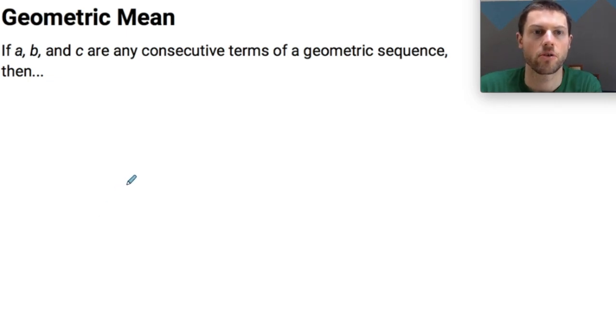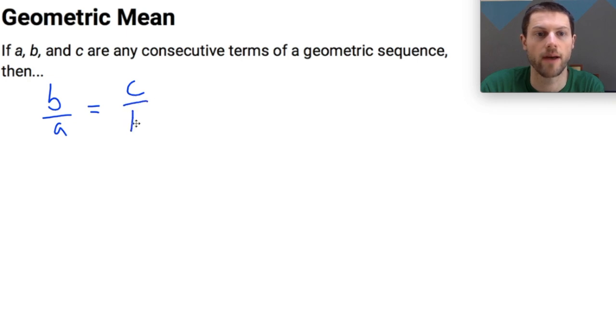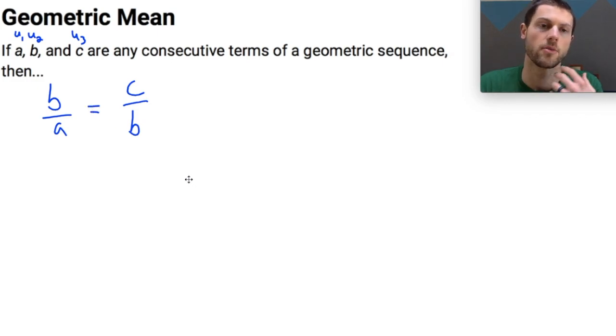Let's talk about the geometric mean. Here I have three numbers, a, b, and c. They are consecutive terms of a geometric sequence. Then I can write an equation. That must mean that the ratio of b over a, if I divide b by a, should equal the same thing as c divided by b. Going back to the definition of a geometric sequence, this would have a common ratio. This is like u sub 1, u sub 2, u sub 3. And if I divide consecutive terms, they should come out to be the same ratio.